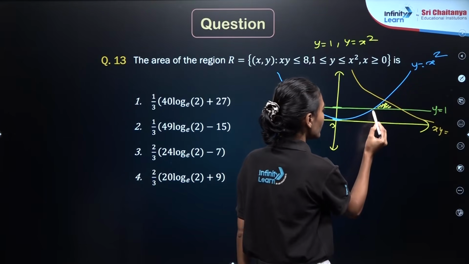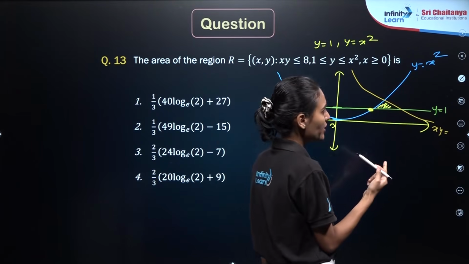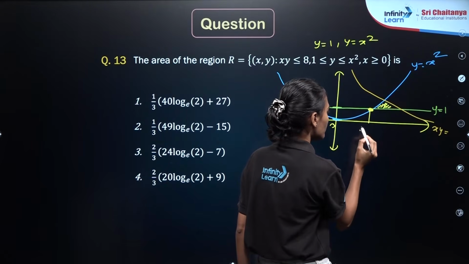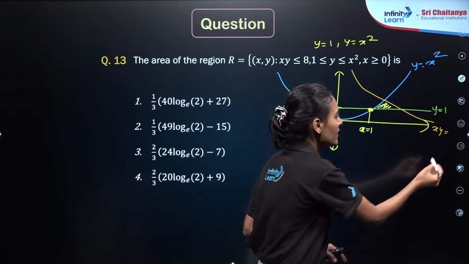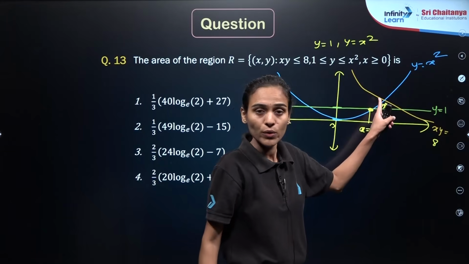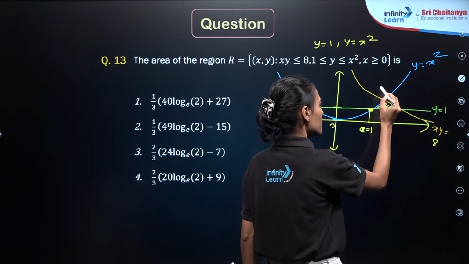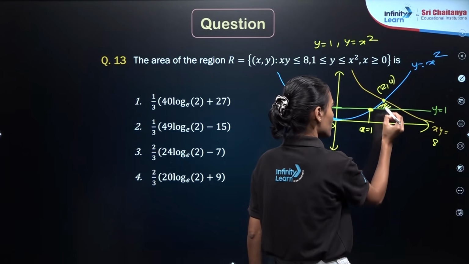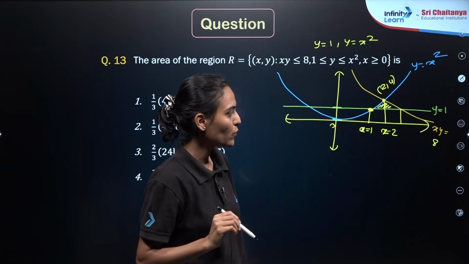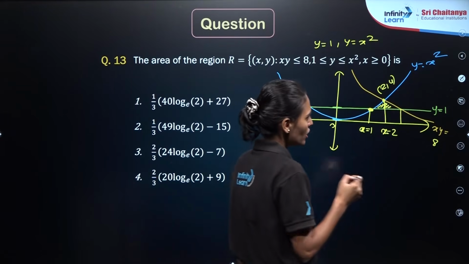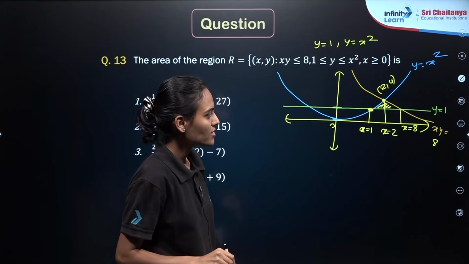Now if you find the intersection, the common solution for y equal 1 and y equal x square, you will get point 1 comma 1. So here you have x equal 1. Then if you find the common solution for x into y equal 8 and y equal x square, you will get 2 comma 4. So this point is x equal 2. And if you find the common solution for y equal 1 and x into y equal 8, you will get x equal 8. Obviously, because y is 1, right? So this is the reason we need to find.